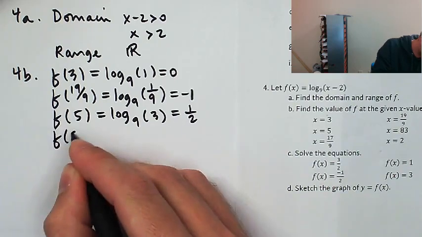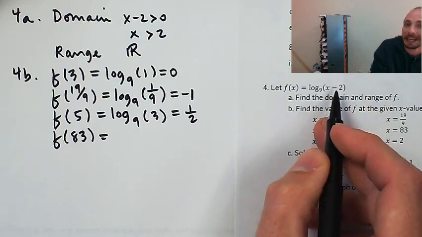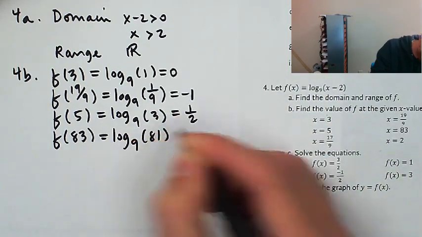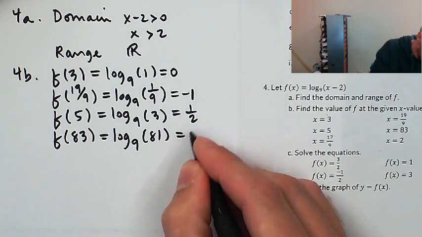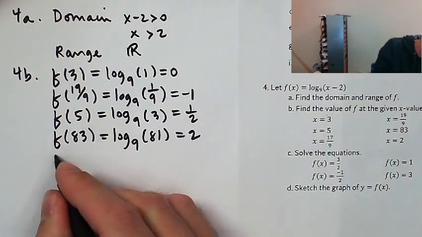X equals 83. Okay, if I subtract 2 right here, I'm going to get 81 on the inside of the log. That looks like something I could probably take. What exponent do I put on 9 to get 81? I put this 2 exponent on there. X equals 17 over 9. Yeah, I like that.